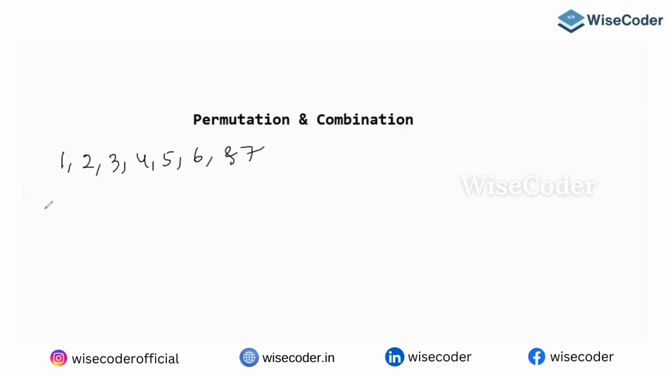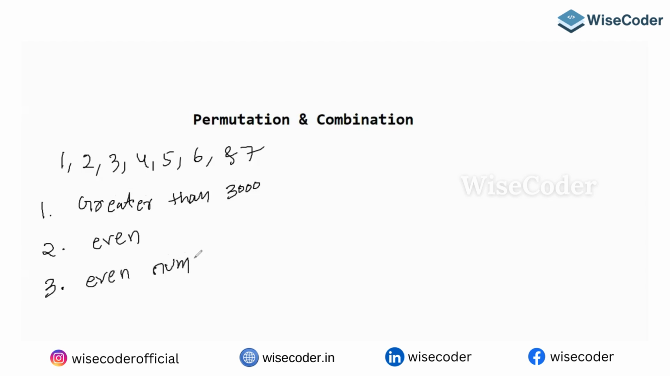Let me write the conditions. Condition number 1: greater than 3000. You need to find numbers greater than 3000 using these digits. Condition number 2: even numbers. Condition number 3: even numbers greater than 3000.